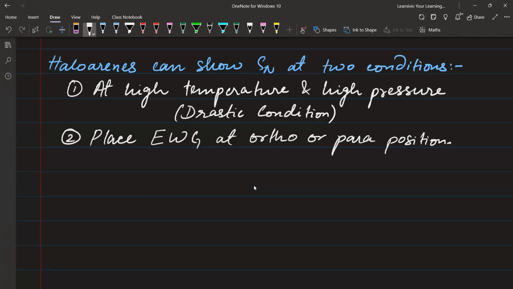When we place an electron withdrawing group at the ortho and para position, it will reduce the electron density in the benzene ring, and the nucleophile can easily attack the carbon atom. The nucleophile was not going near the carbon atom of the benzene ring, because the benzene ring has very high electron density. The nucleophile also has high electron density, so both of them repel each other, right? So if I place an electron withdrawing group, it can reduce the electron density, and the nucleophile will come closer.